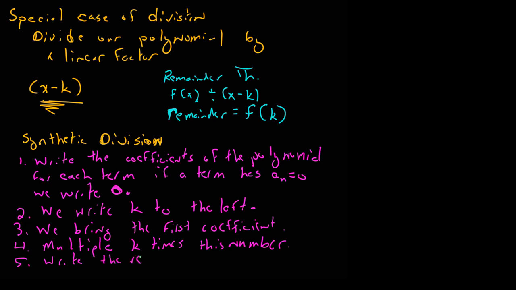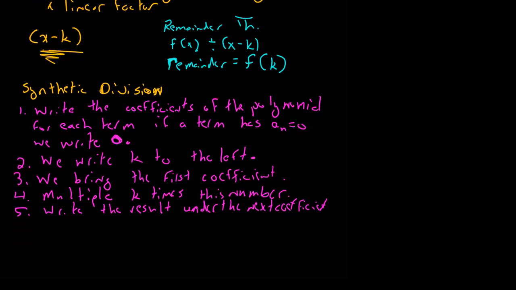Write the result under the next coefficient, add these numbers, and repeat. It's a repeating algorithm, just like the long division repeated until we were out of terms. This is going to repeat until we're out of coefficients.